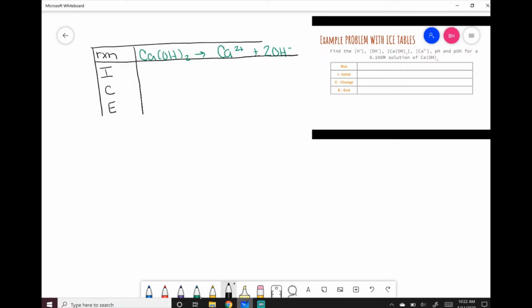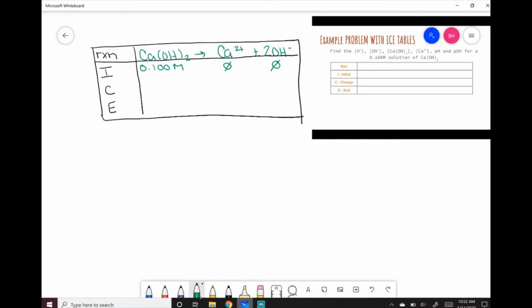So let's go ahead and finish my table. So we have 2 hydroxide ions. Now, my initial condition says that I have a 0.100 molar solution. So we have 0.100 molar, and we have initially no calcium and no hydroxide.